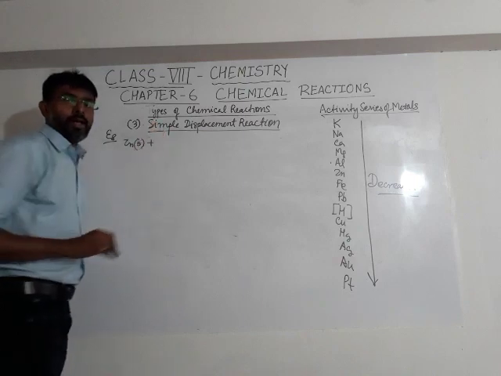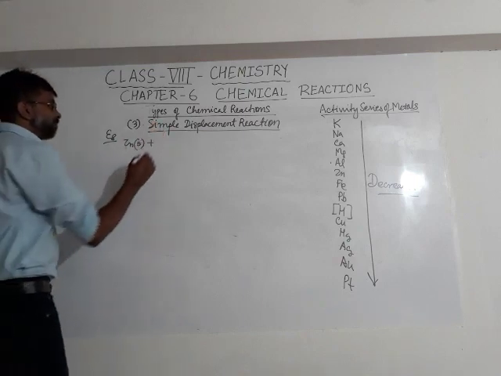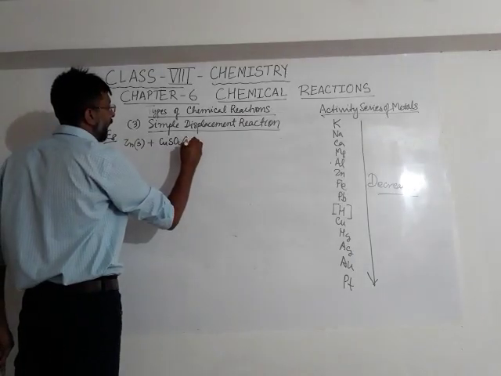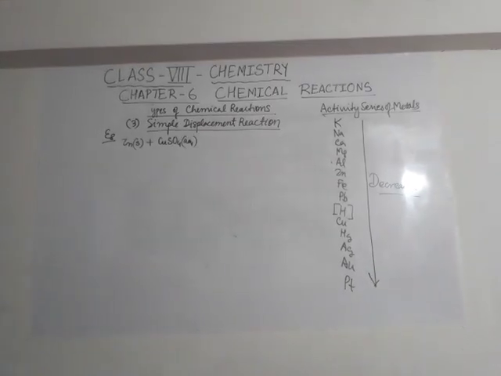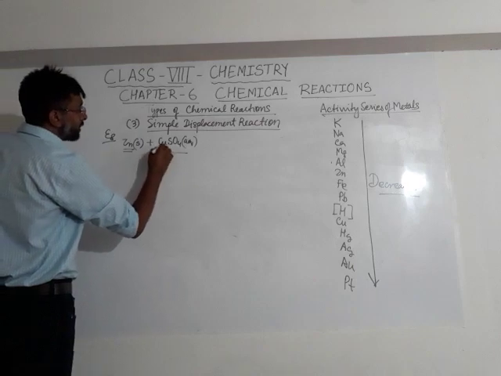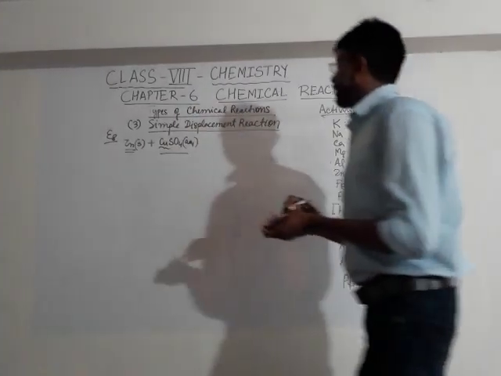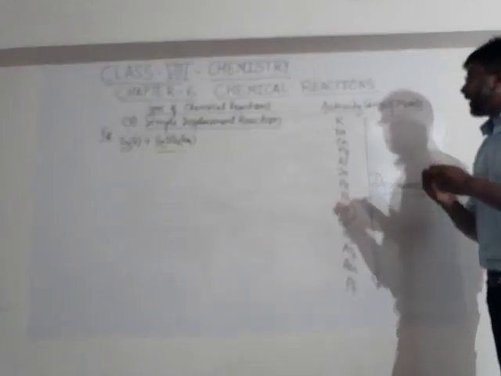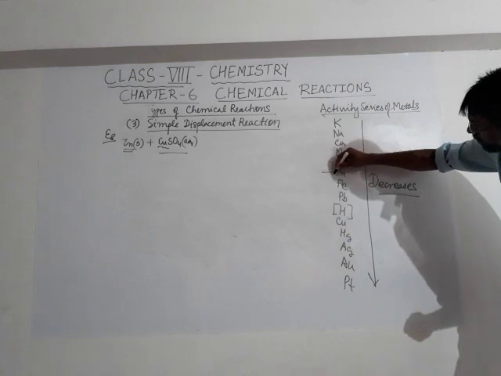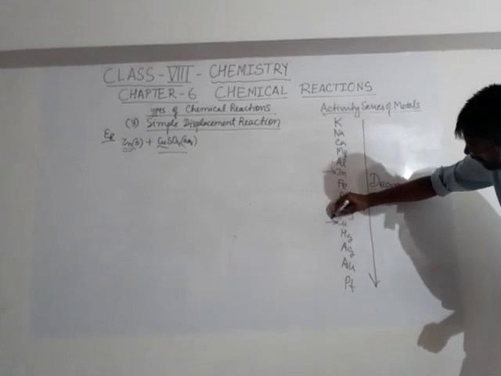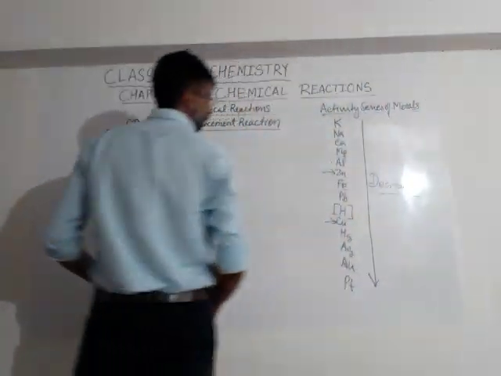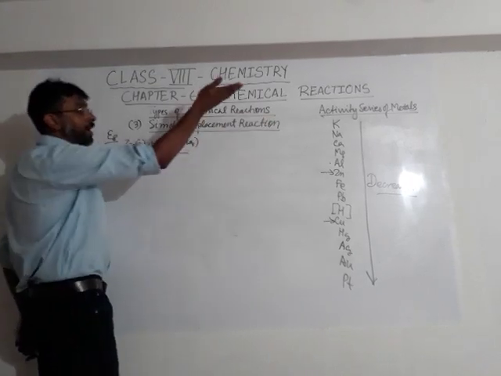If I take zinc metal and put this zinc metal in copper sulfate solution, aqueous. Now, watch very carefully. Zinc is a metal in copper sulfate solution. Copper is the metallic part. Now, look at the activity series. In the activity series, you will find that zinc is here, and copper is here. Which among these two elements is placed higher? Watch carefully. Between zinc and copper, who is higher?